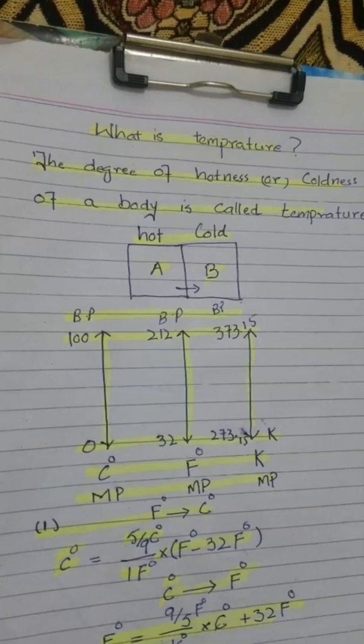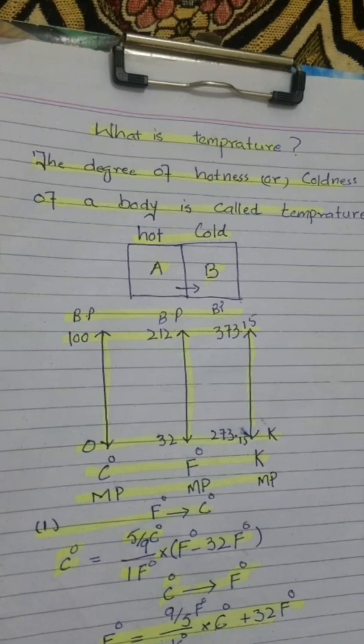Now we have different scales. We have the Centigrade scale, the Fahrenheit scale, and the Kelvin scale. All these scales are used to measure temperature. So first of all, let's discuss these different temperature scales.